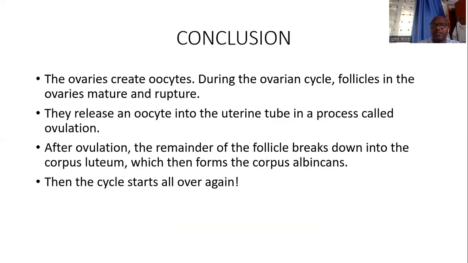So in conclusion, the ovaries create oocytes during the ovarian cycle. Follicles in the ovaries mature and rupture, releasing the oocyte into the uterine tubes in a process called ovulation. After ovulation, the remainder of the follicle breaks down into the corpus luteum, which then forms the corpus albicans. Then the cycle starts all over again.